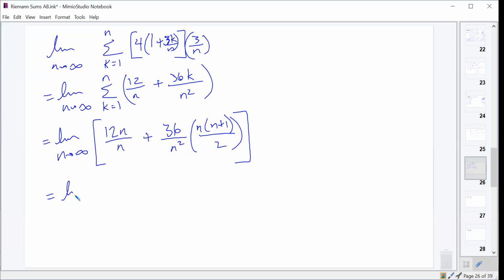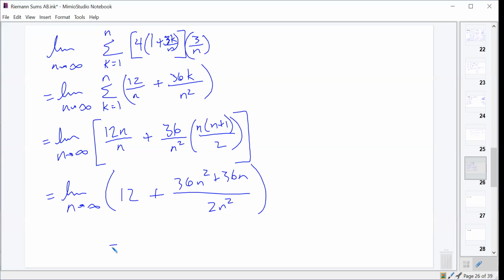Then we can simplify 12n over n to just 12. Plus over here, this becomes 36n squared plus 36n over 2n squared. And since this is just a limit, we can do each piece separately. What's the limit as n approaches infinity of 12? Should just be 12.